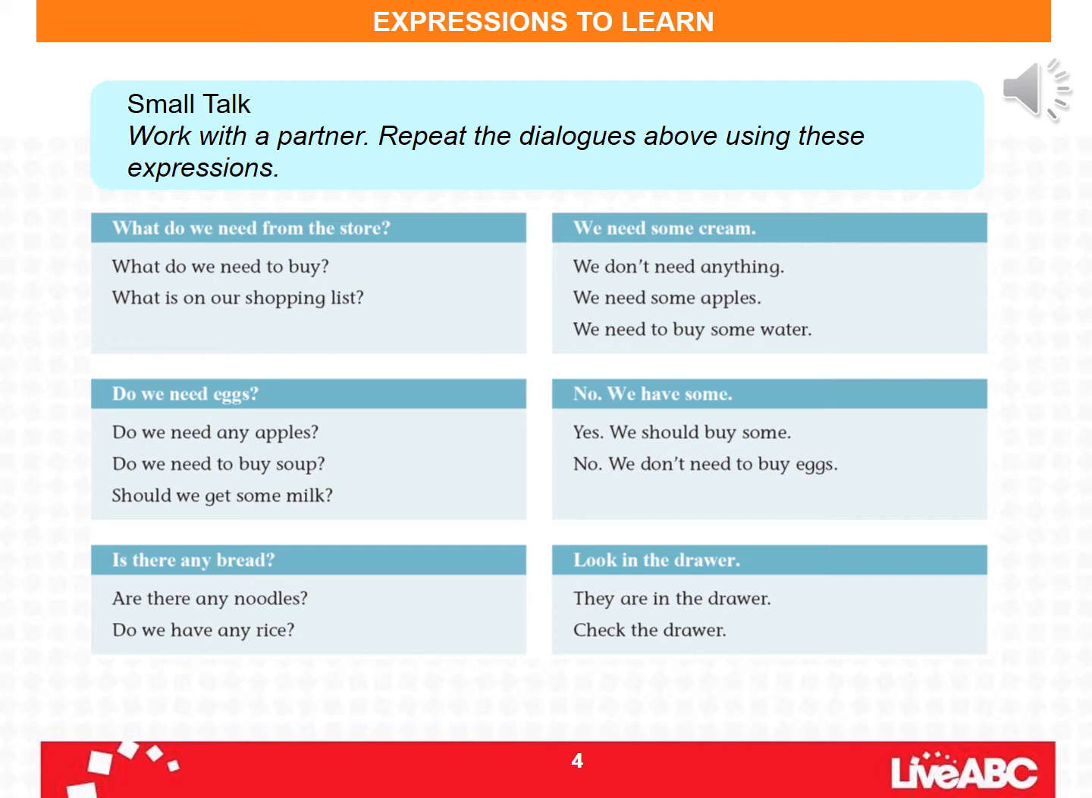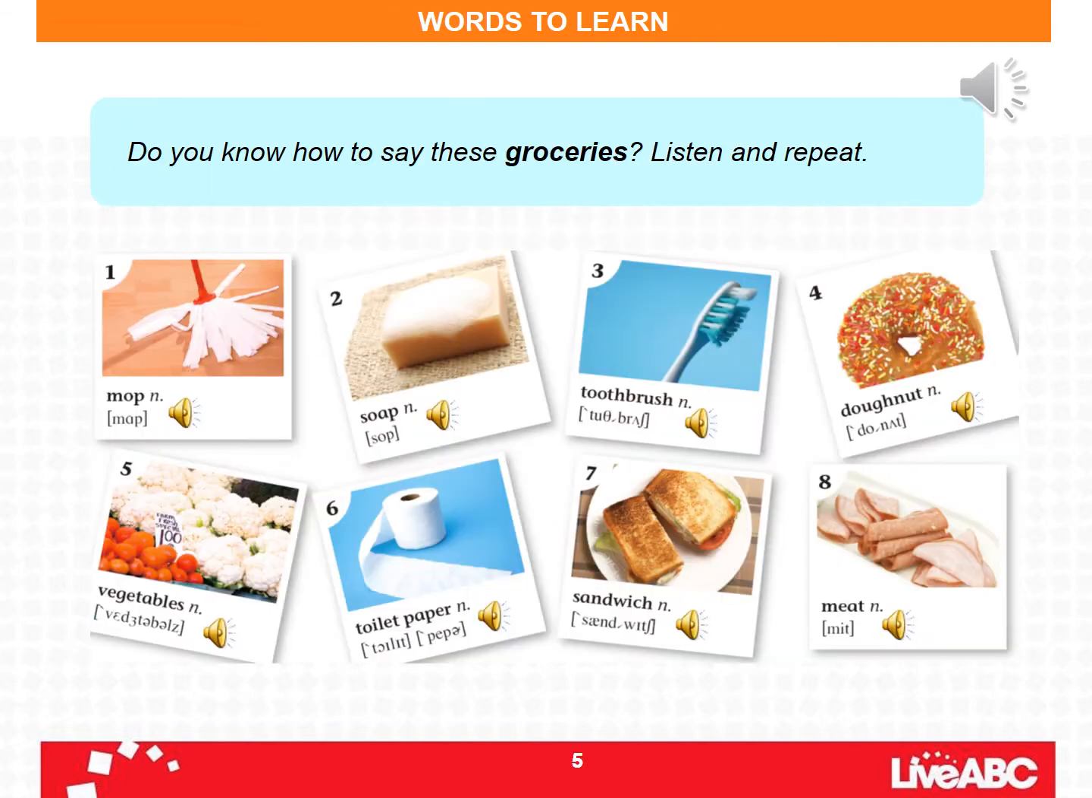Okay, these expressions are very important for the dialogues, for the use of the expressions when you are speaking or when you are answering written questions. Okay. Words to learn in this media are number 1, mop, 2, soap, 3, toothbrush, 4, donut, 5, vegetable, 6, toilet paper, 7, sandwich, 8, meat. Practice this vocabulary, please.